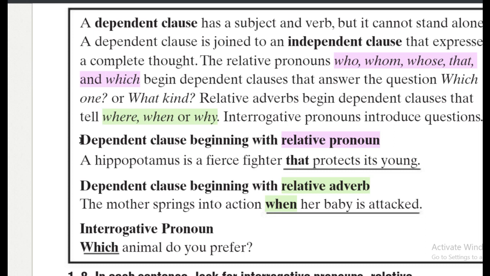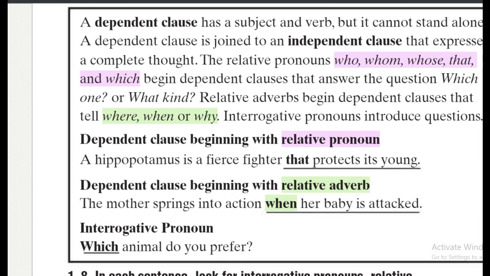clause. So this means that some dependent clauses begin with relative pronouns, while some dependent clauses begin with relative adverbs. Notice something, that both relative pronouns and relative adverbs come in the middle between both parts, the independent part and the dependent part. Why? Because we need them to link between both parts.